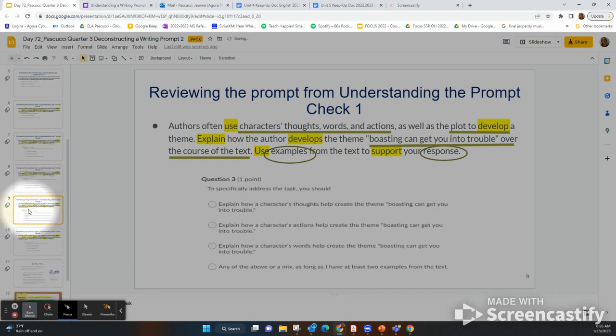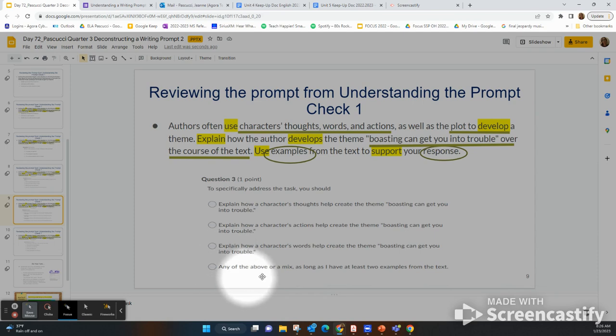Next up, almost done, guys, almost done. All right, to specifically address the task, you should explain how the character's thoughts create the theme: boasting and getting in trouble. Yeah. Let me continue. Explain how a character's actions help create the theme. Boasting can get in trouble. Yeah. Explain how the character's words help create the theme. Boasting can get you into trouble. Yeah. Oh my gosh. I feel like it's all of them.